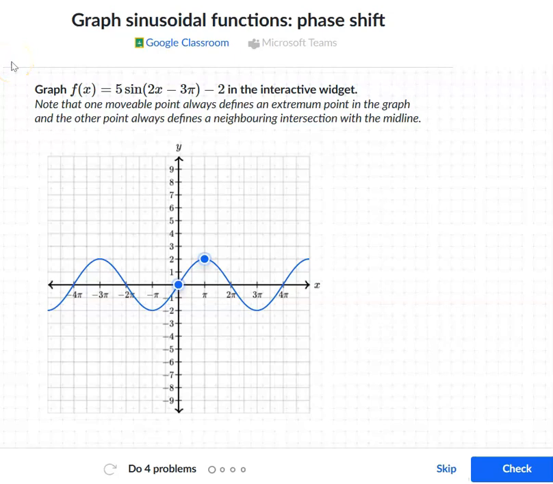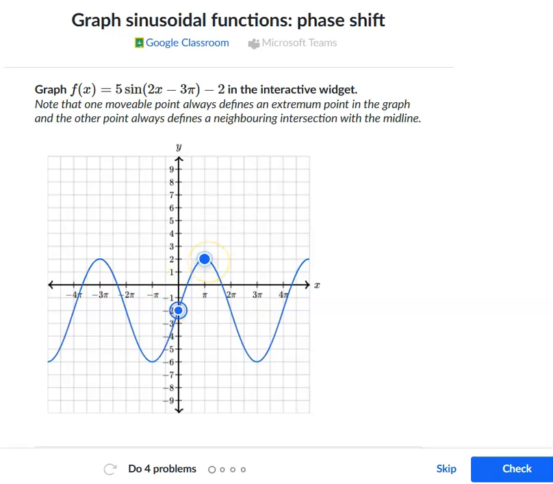So let's take a look at the following example. We are asked to graph f of x equals 5 sine 2x minus 3 pi, and then the vertical shift being minus 2. I like to start with the easiest part, the y-intercept, so minus 2. And then we know that 5 sine means the amplitude is 5, so from negative 2 to positive 3 is 5. So that's the easy bit.